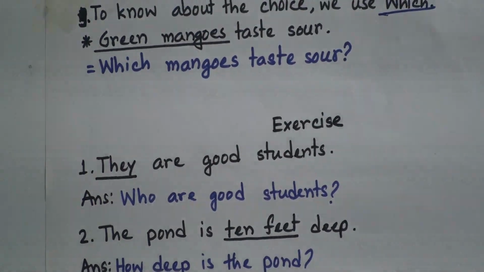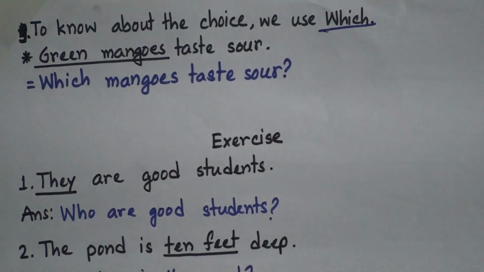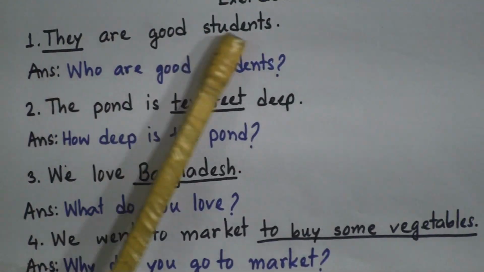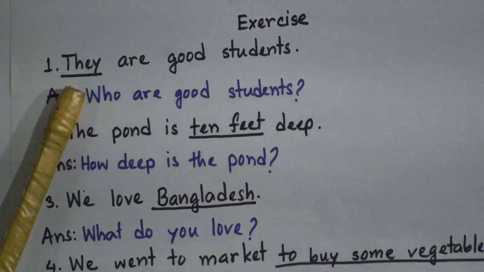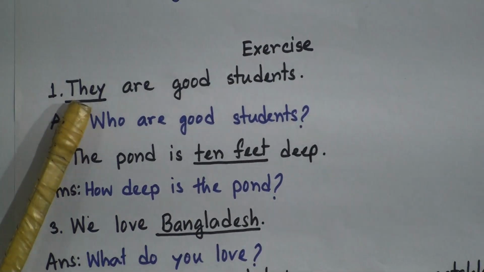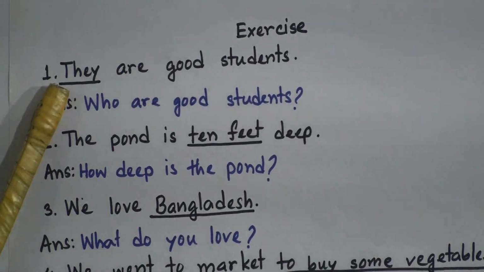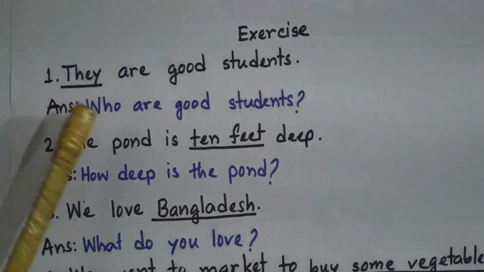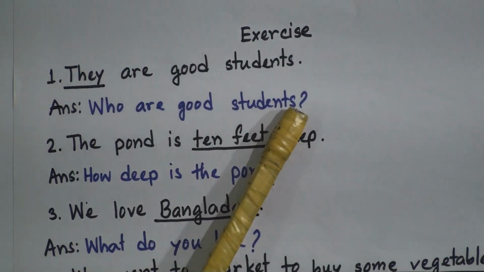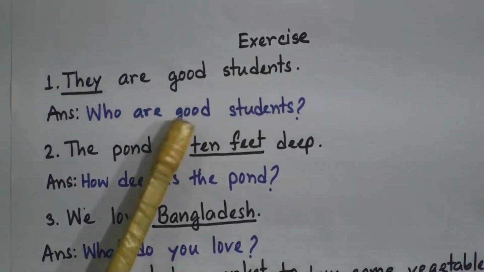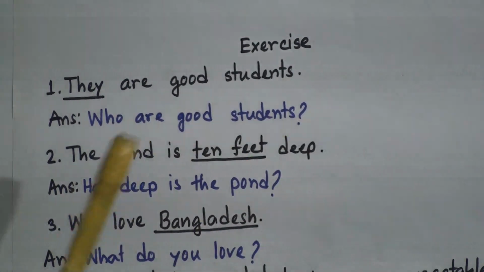So dear students, now we will do some exercise. Now look, number 1, they are good students. Now look at the underlined word. They is underlined. That means we want to know about the subject, and they are the persons. So we will start our question with who. Who are good students? And there is the auxiliary verb are. Then the rest of the sentence, who are good students.